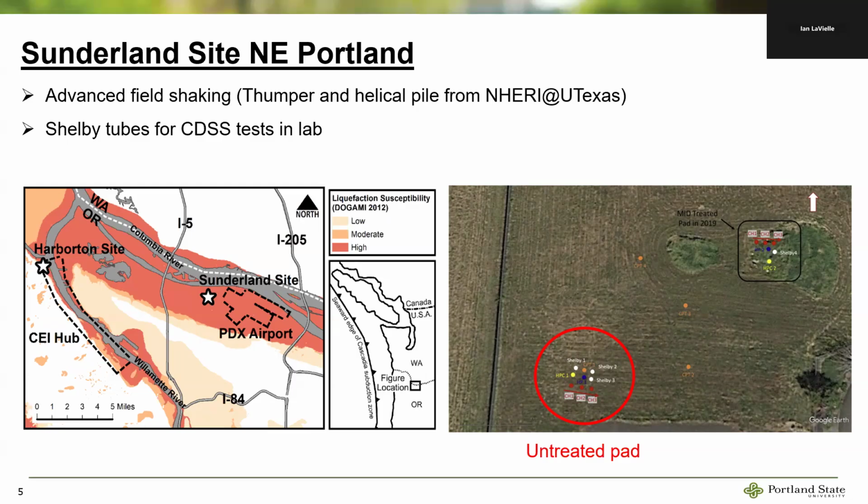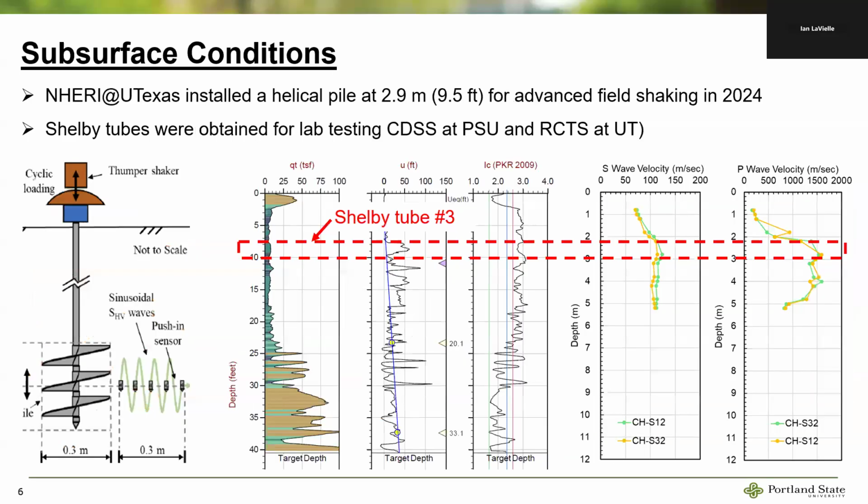The Shelby tubes, or the tests, that I'm going to be talking about are from what we call the untreated path. Over here, they did their nonlinear field shaking with the thumper and the helical pile, and then they took a few Shelby tubes. They took some of them back to UT and did RCTS testing on them, and we took some Shelby tubes to PSU and did CDSS testing.